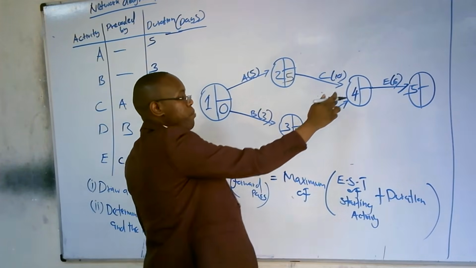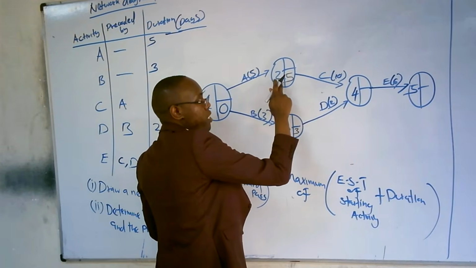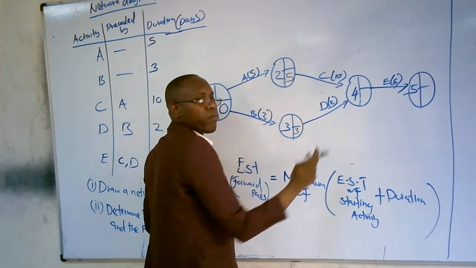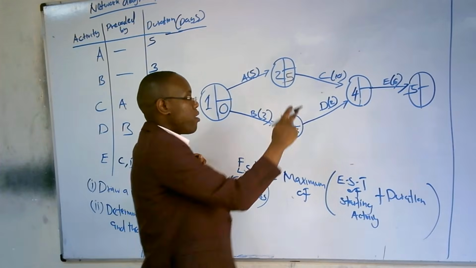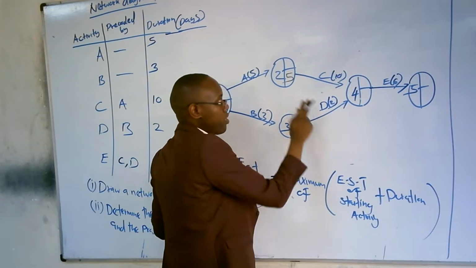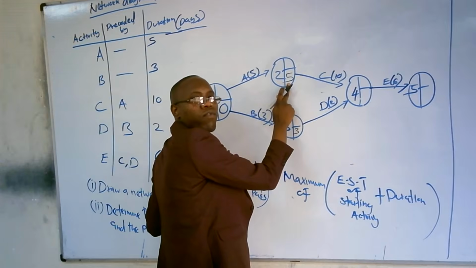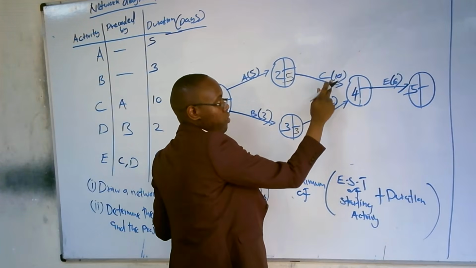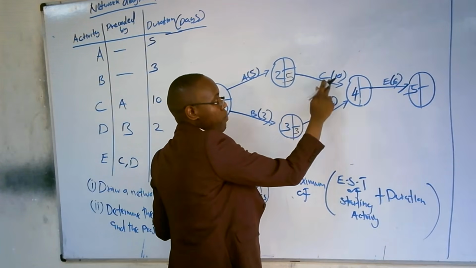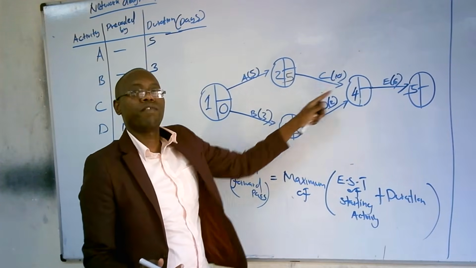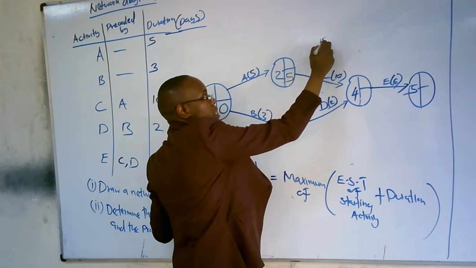So for us to be able to arrive at node number 4, we can either move from 2 to 4 or 3 to 4. If we are going to move from 2 to 4, the earliest start time of starting activity under node 2 is actually now 5. So it's this 5 plus the duration, which is 10. So it's going to be 5 plus 10, which is 15. So let me put 15 somewhere here.